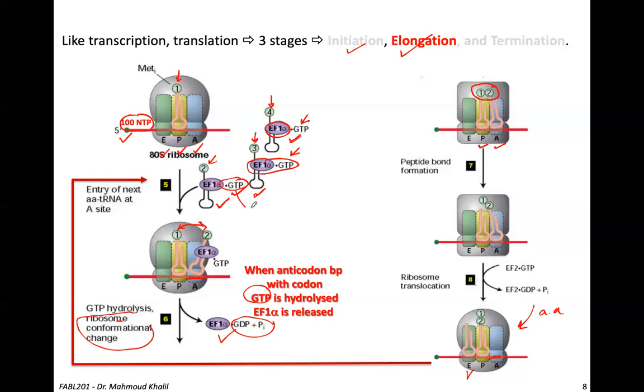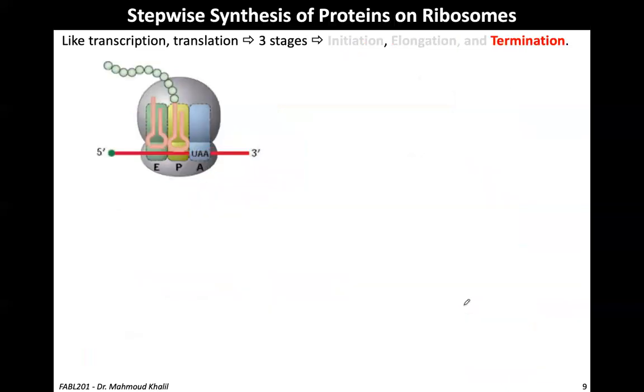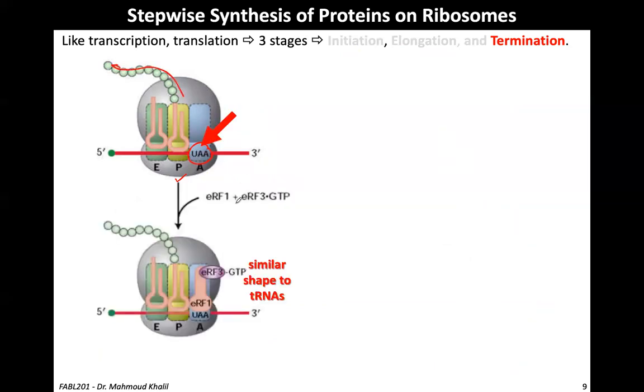This is successively repeated, as we said, until reaching the stop codon. And now we are talking about the termination step. One of the stop codons is called UAG. And you can see now at the P site, you have the transfer RNA which has the polypeptide chain. This UAG is a stop codon. With the intervention of the release factors, eukaryotic release factor 1 and eukaryotic release factor 3 bound to GTP, you can see here their structure, release factor 3 bound to GTP, and release factor 1.